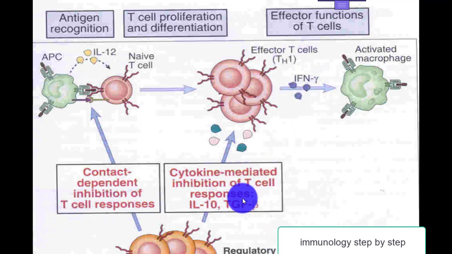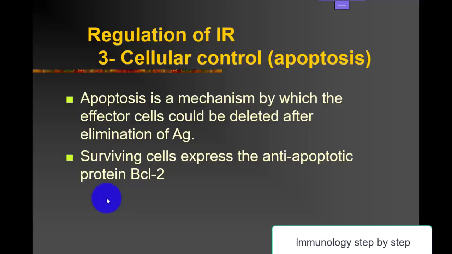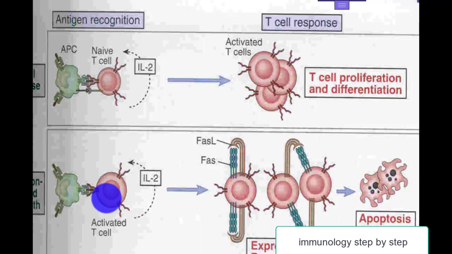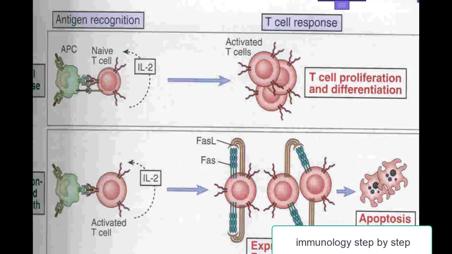gamma, cytokine mediated inhibition of T cell response. Regulation of immune response, cellular control, apoptosis. Apoptosis is a mechanism by which the effector cells can be deleted after elimination of antigen. Surviving cells express the anti-apoptotic protein BCL2. Antigen recognition, T cell response, apoptosis: activated T cells express Fas and Fas ligand, leading to apoptosis.